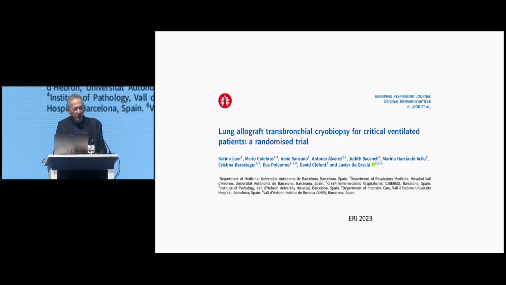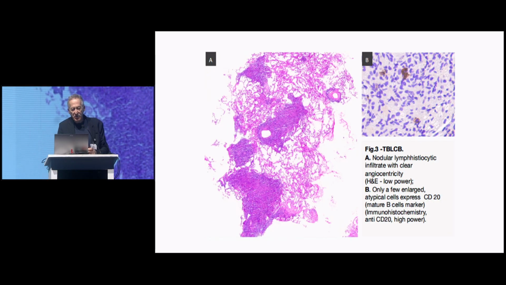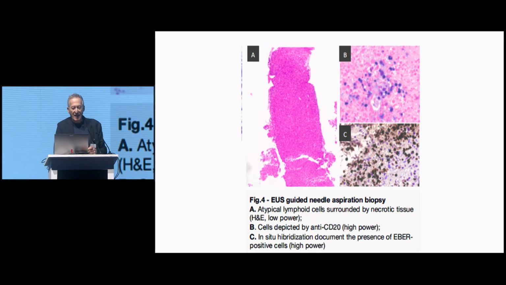and cryobiopsy was done even though he had respiratory failure, and we now have data that you can do it that way. The cryobiopsy was very typical. You see here we have angiocentric nodules, but in the lung we have only few CD20-positive atypical B cells. In the same examination, we performed EUS-guided needle aspiration of the adrenal gland. In the lung, we have lymphomatoid granulomatosis grade 1, and in the adrenal gland, grade 3.